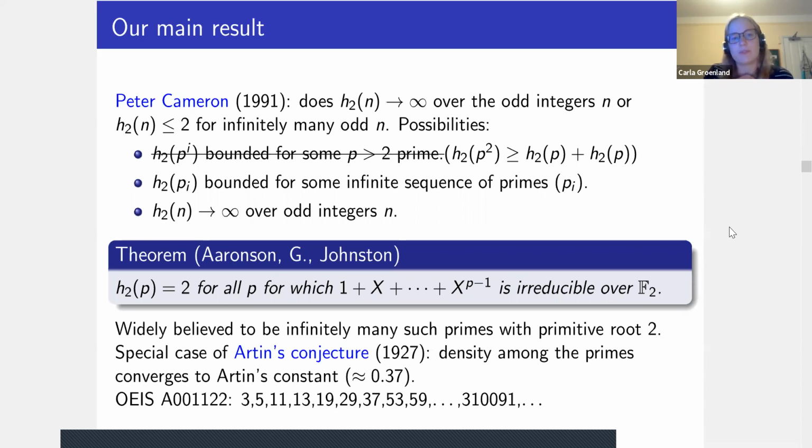So we can show it for all primes for which this polynomial 1 plus x up to x to the p minus 1 is irreducible over F2. Equivalently, such a prime p has primitive root 2. I guess the audience will know more about this than me, but we were told that it's widely believed that there are infinitely many such primes, and it's actually a special case of Artin's conjecture. He didn't just conjecture that there are infinitely many such primes, but he conjectured a precise density, and not just for the value 2, but also for other values.